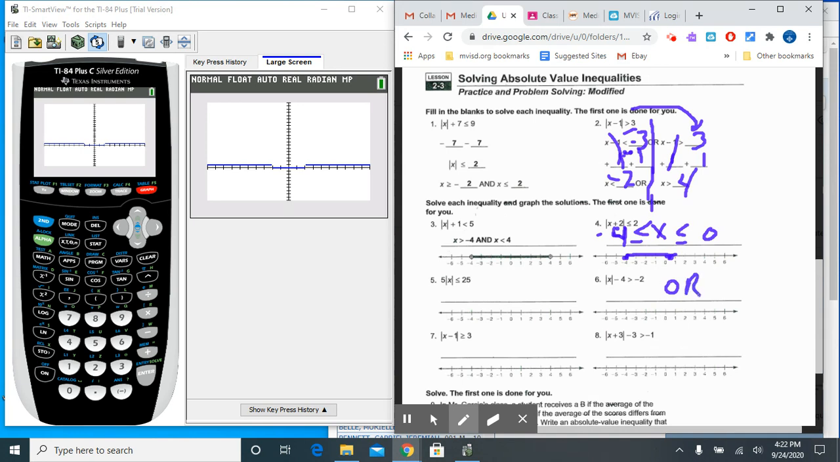It looks like from -2 it goes left, and is it equal to? It is not. So it'd be an open circle at -2. I'll do this the best I can. It goes left. And an open circle on +2. I know it's kind of off a little bit, but that's the idea.